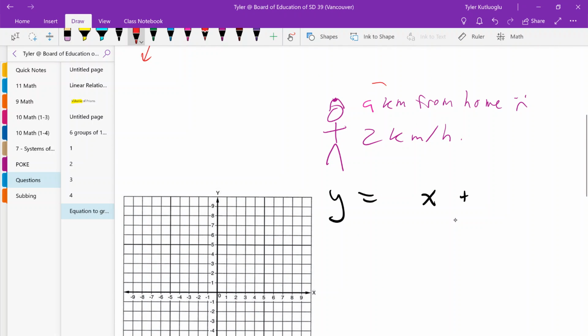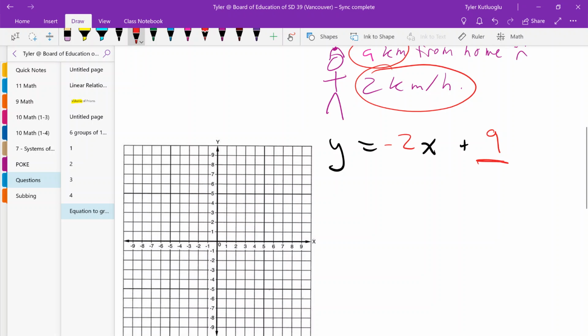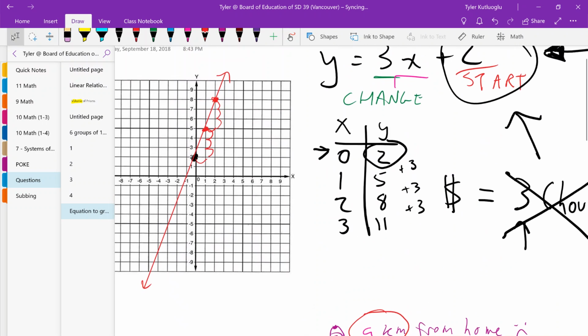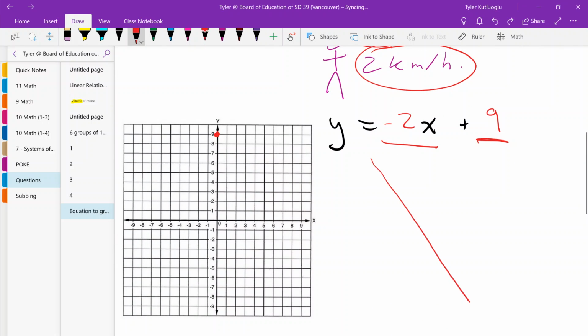So we've got a situation: you're 9 kilometers from home, and you walk 2 kilometers towards home every hour. So your starting distance is 9, you start 9 kilometers away, that's the start, and you get 2 closer every time, so it's going to be -2. So my start value is right here. I'm going to start at 9, so think where that's going to go. It goes right here. We start on that y-axis, and then my change value is -2. In the last graph, we went up, because we read it from left to right, going up and up and up. In this graph, because it's negative, we're going to go down, down, down.